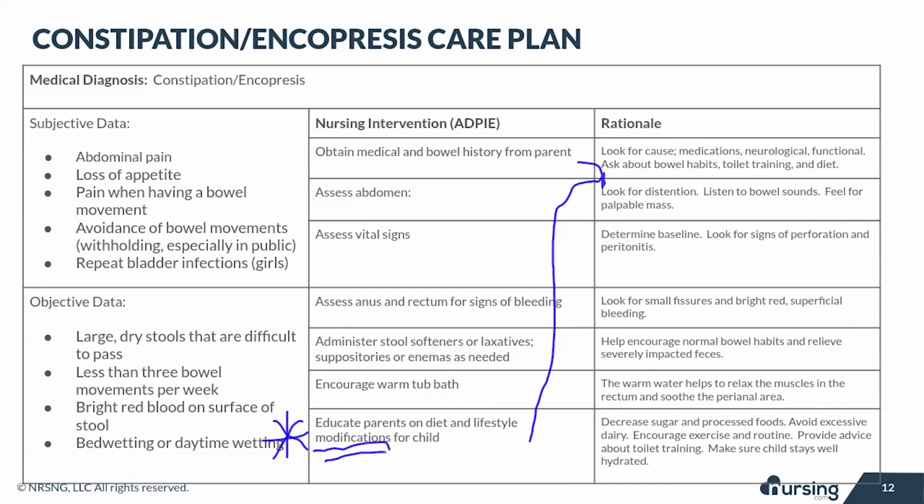Important things to get across to them are the importance of decreasing sugar and processed food. They need to avoid excess dairy, which can contribute to that. Encouraging exercise and making sure that the child stays well hydrated are going to go a really long way to helping prevent constipation and really get them into a routine that's going to allow them to be comfortable and not have this problem.